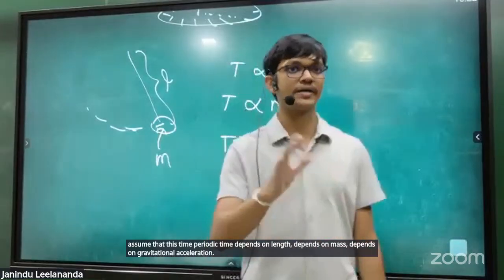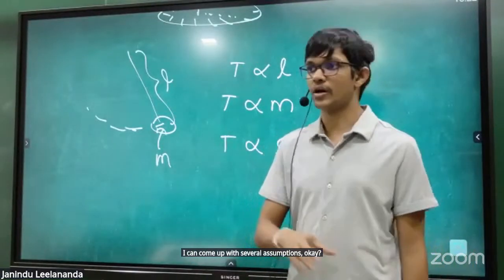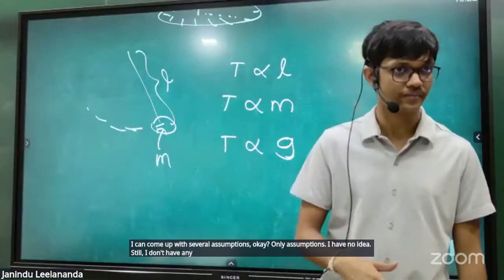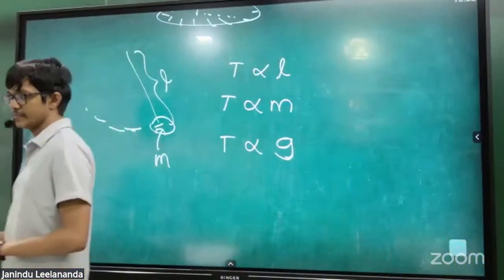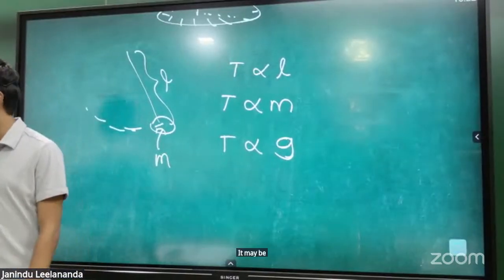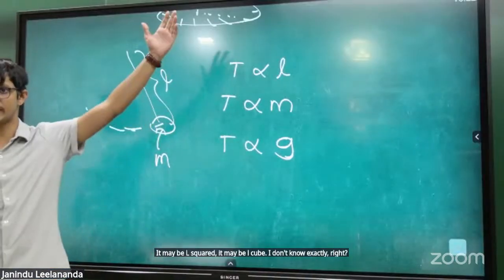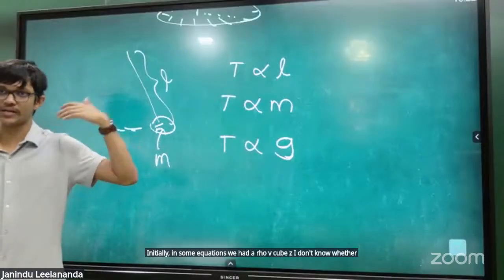Clear? I can come up with several assumptions. Only assumptions. I have no idea what is happening. Clear? And at the same time, it may be L, it may be L squared, it may be L cube. I don't know exactly, right? Like initially in some equations we had A rho V cube. I don't know whether it's L, L squared, L cube.